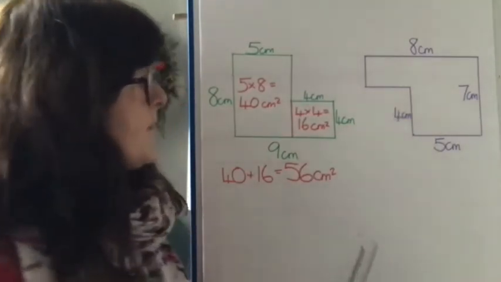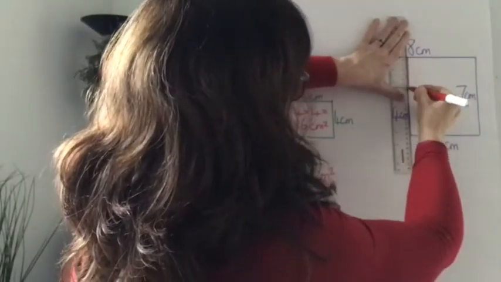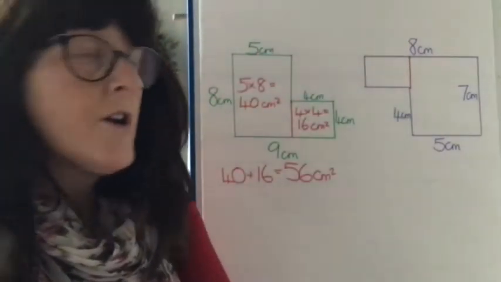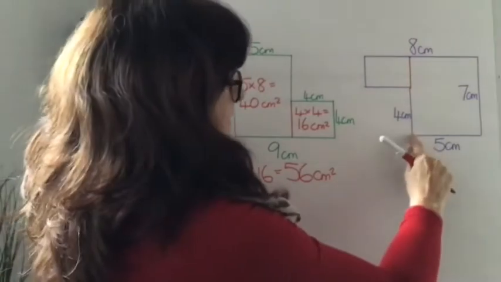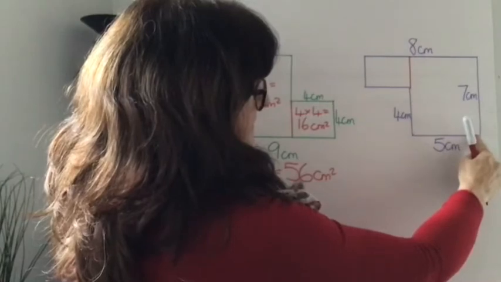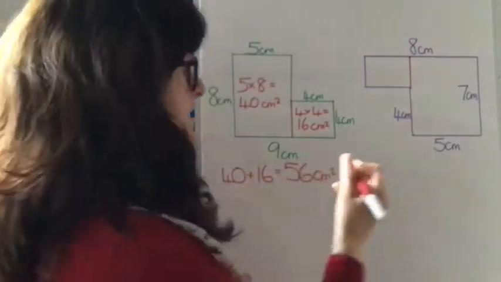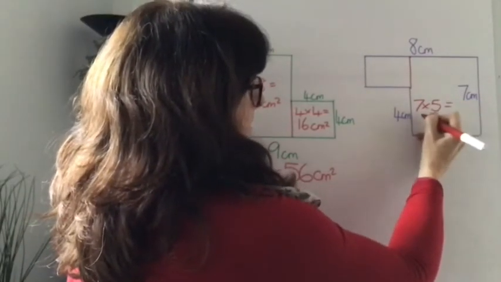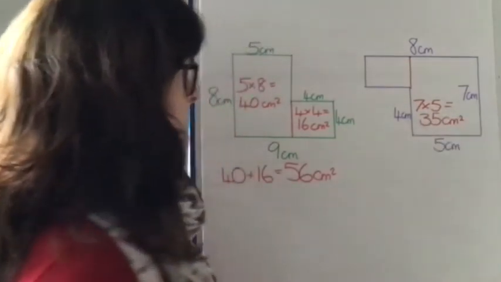Let's have a look at this one, which was divided here. Okay, so let me have a look. Do I know the area of any of those rectangles? I do. I know that this one here is 5 centimetres along this edge and 7 centimetres along that edge. So straight away I can calculate that is 35 centimetres squared.